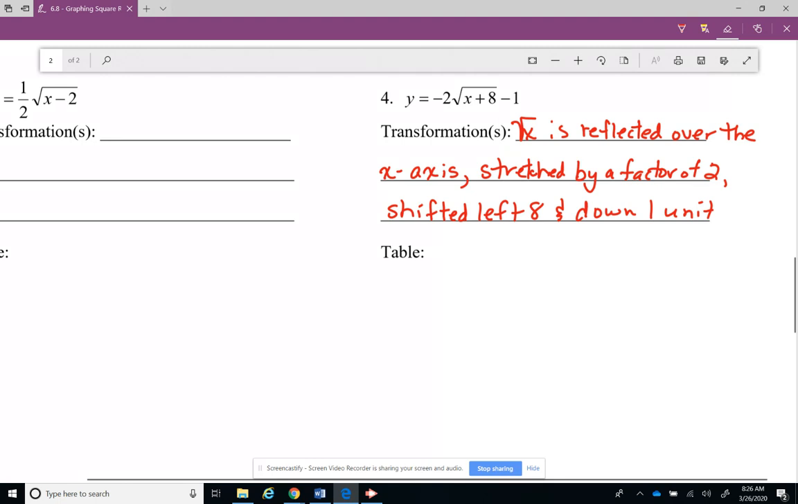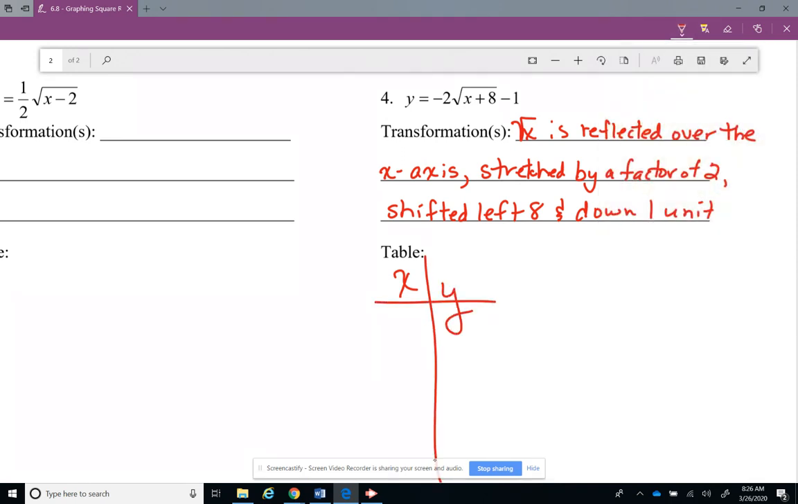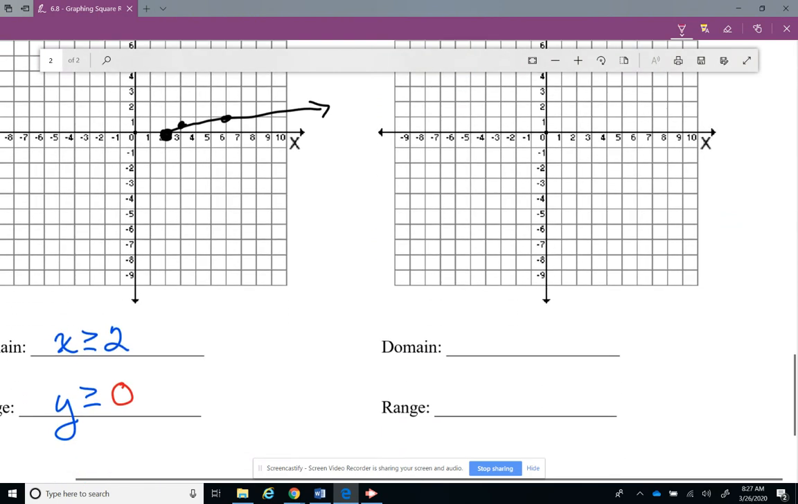All right, so next we're going to do a table. Remember, when you're getting ready to do the table, you are going to go underneath the radical and rewrite that. So you're going to rewrite the x plus 8. All right, so x plus 8, you're going to say it has to be greater than or equal to 0, and you're going to solve it. So when you subtract 8 from both sides, you're going to get that x is greater than or equal to negative 8. All right, so that's going to be your first point. That's also your domain. Let's go write that for your domain at the bottom of the page. X is greater than or equal to negative 8.